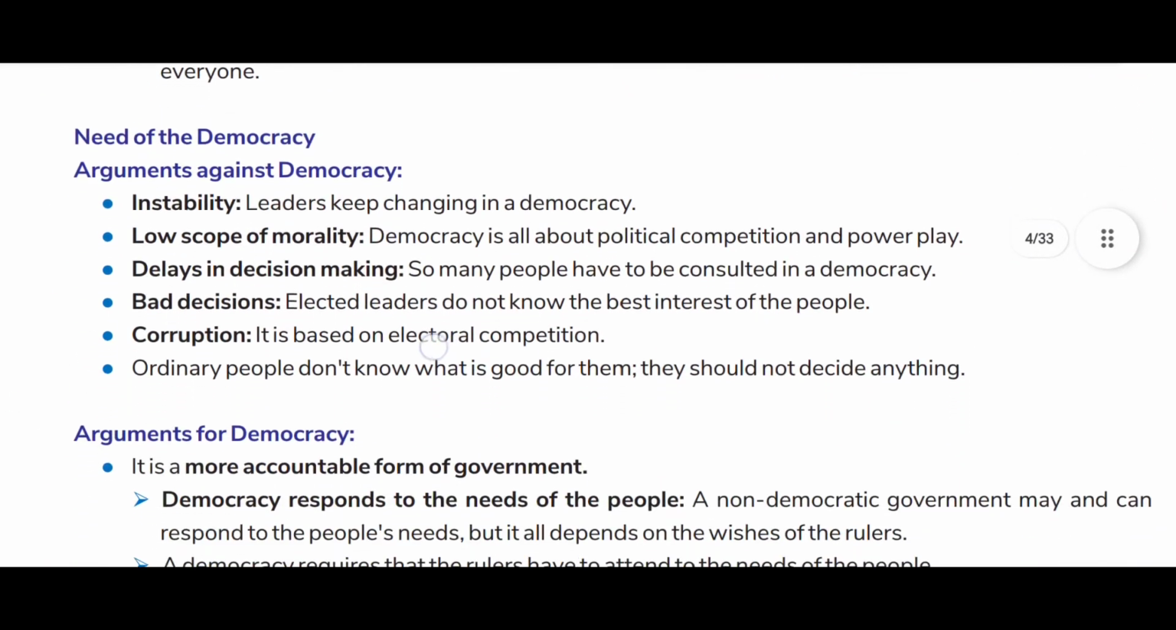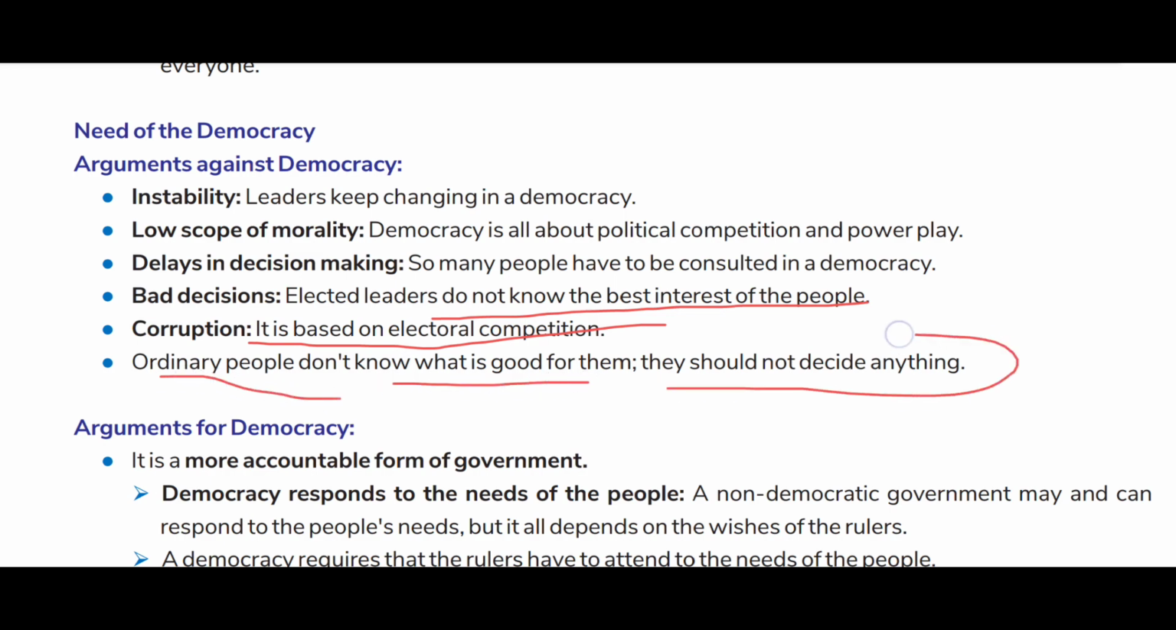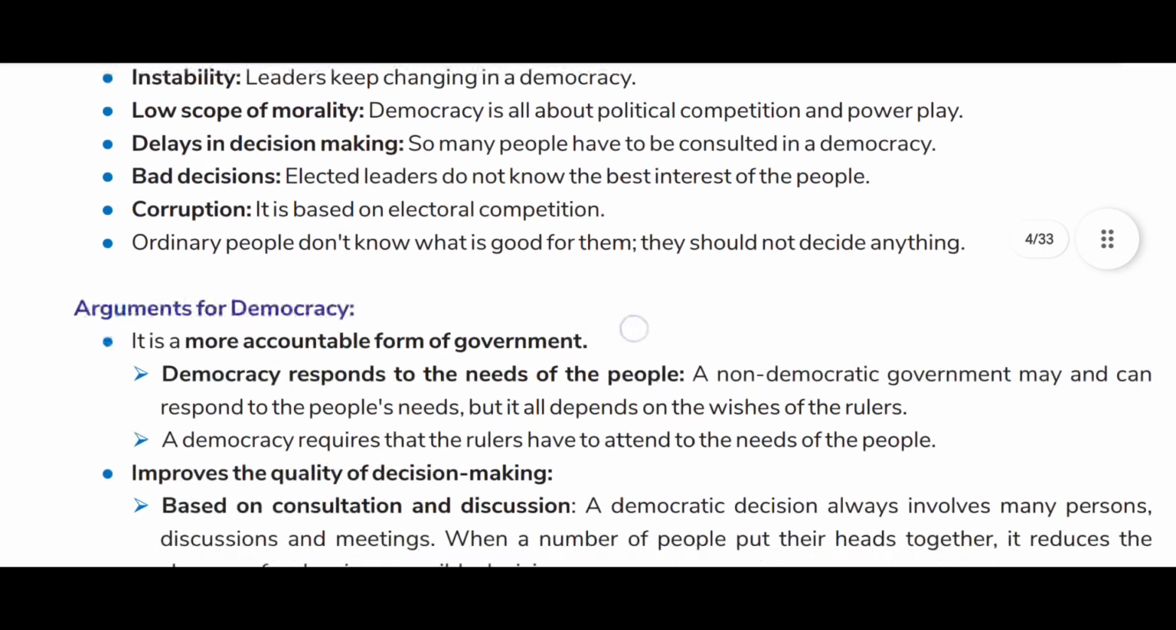Why is there a need for democracy? The arguments against democracy are: instability. Leaders keep changing in a democracy. Low scope of morality. Democracy is all about political competition and power play. Delays in decision making. So many people have to be consulted in a democracy. Bad decisions. Elected leaders do not know the best interest of the people. Corruption. It is based on electoral competition. Ordinary people don't know what is good for them. They should not decide anything.